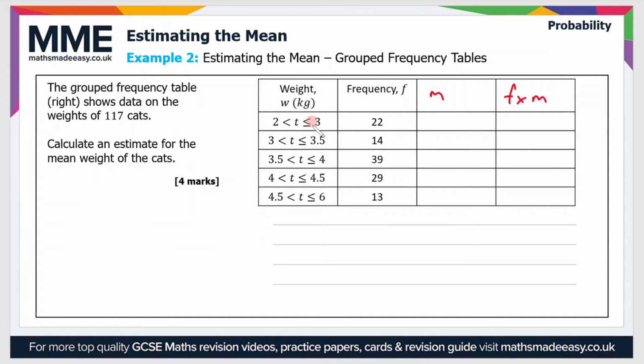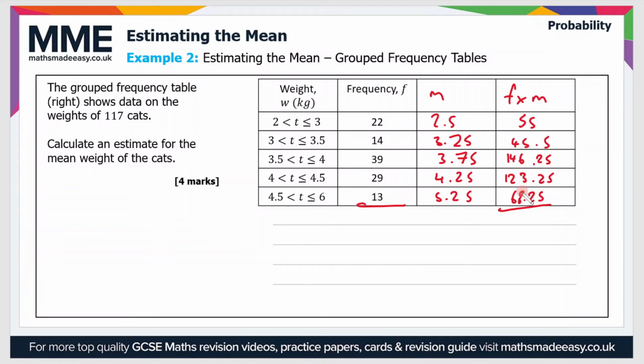So if we go through each of the weight classes and find the midpoint, the first one is 2.5, the next one is 3.25, and then it's 3.75, 4.25 and 5.25. Now if we go through and fill out our frequency times midpoint column, so that's 22 times 2.5 for the first one, that's 55, and then if we do the same and fill out the rest of the rows, we get 45.5, 146.25, 123.25 and 68.25.